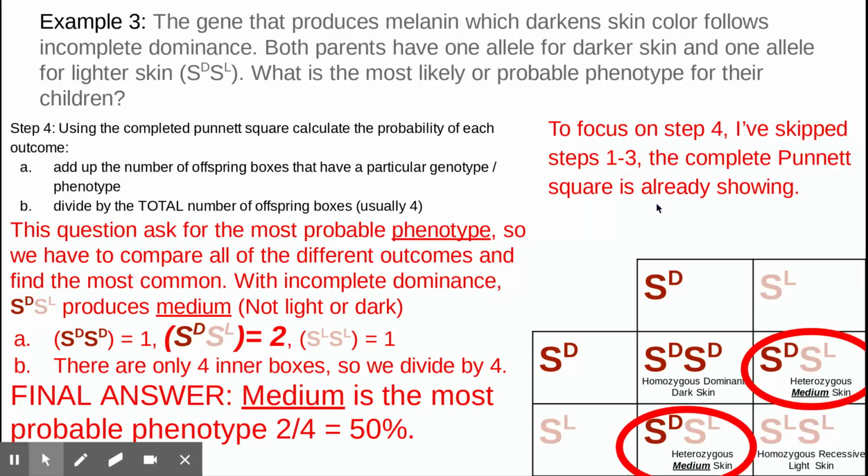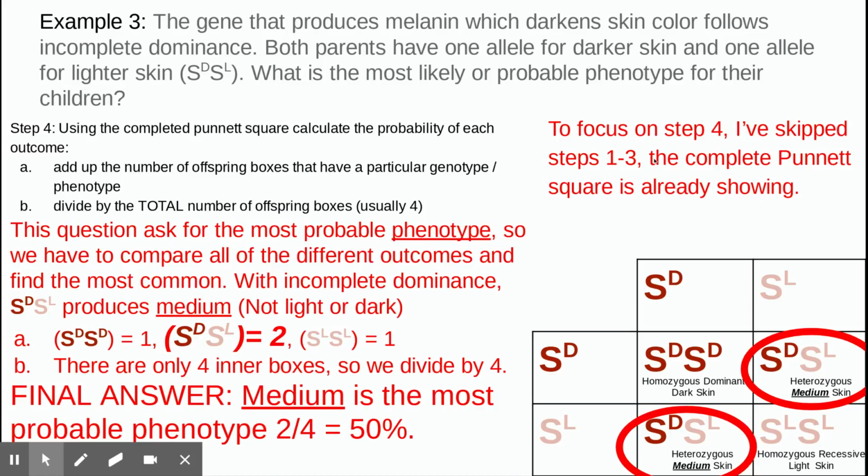Okay, example number 3. This is where things get a little more complicated. Melanin produces darker skin. It's a chemical that all humans have unless they have a certain mutation like albinism. So the more melanin producing genes you have, the darker your skin. But you might also get the allele that says you don't produce it. So you could have lighter skin. Well, if both parents have one allele for darker skin and one allele for lighter skin, what is the most likely or probable phenotype for their kids?